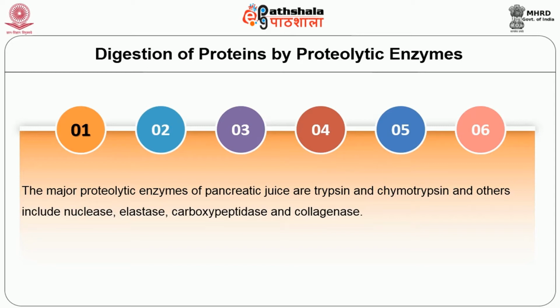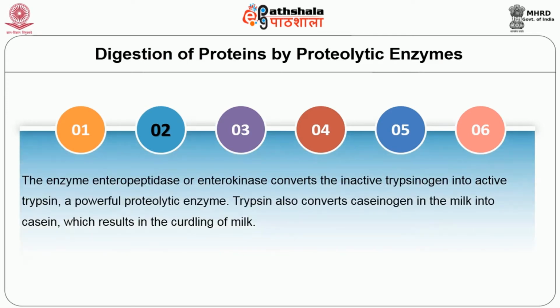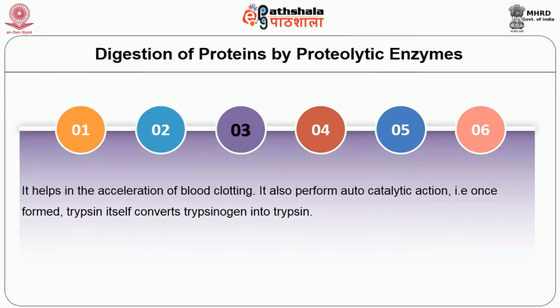The major proteolytic enzymes of pancreatic juice are trypsin and chymotrypsin, and others include nuclease, elastase, carboxypeptidase, and collagenase. The enzyme enteropeptidase or enterokinase converts the inactive trypsinogen into active trypsin, a powerful proteolytic enzyme. Trypsin also converts caseinogen in milk into casein, which results in the curdling of milk. It helps in the acceleration of blood clotting and also performs autocatalytic functions, that is, once formed, trypsin can convert trypsinogen into trypsin.